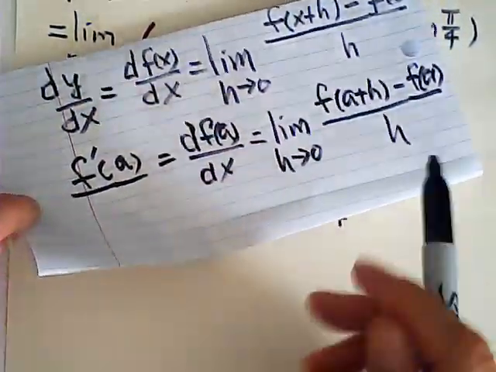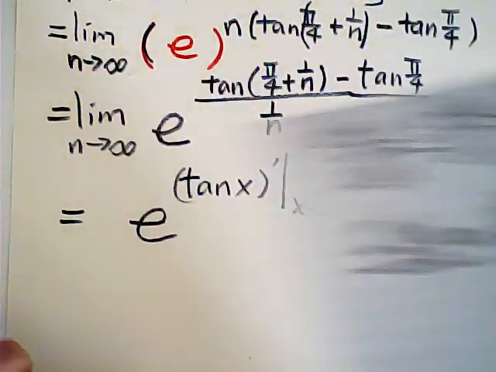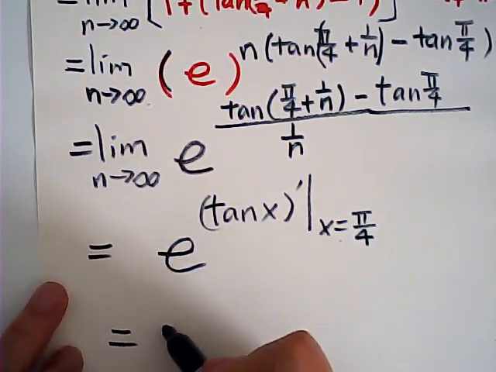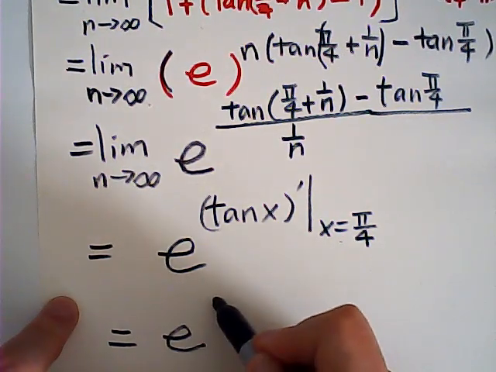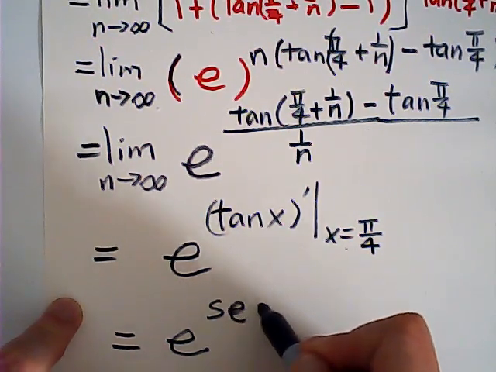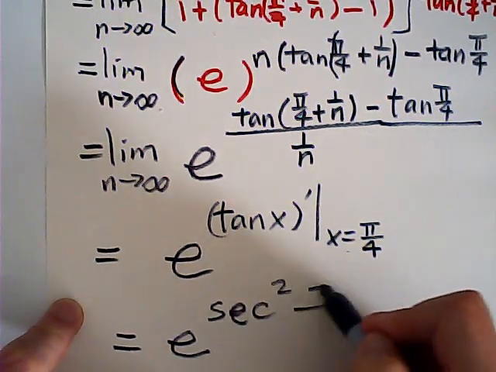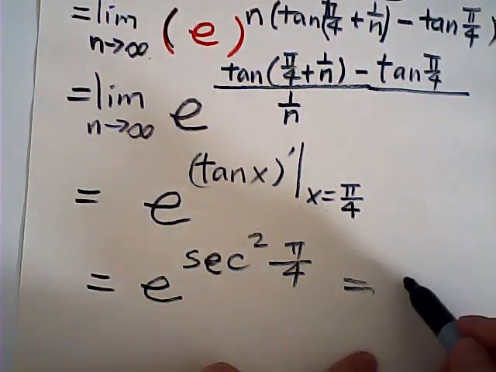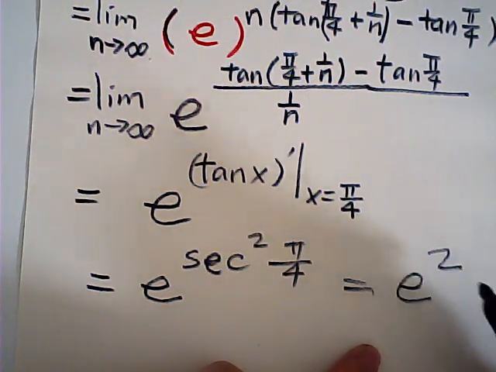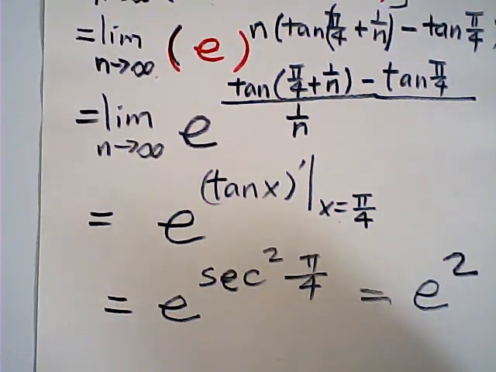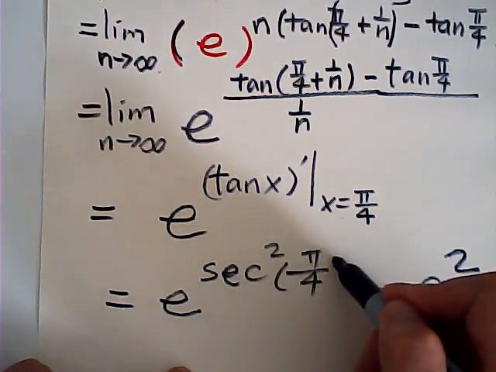Now, this I showed in the beginning. So this one is equal to e to the secant squared of quarter pi. See, secant of quarter pi is square root of 2, so secant squared is 2. Therefore, this is the limit.